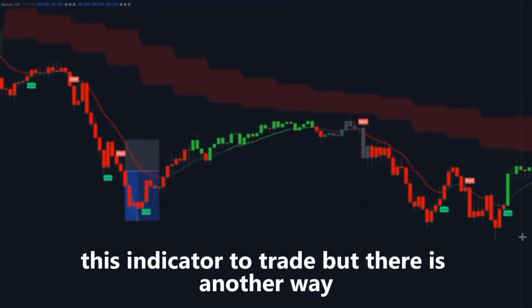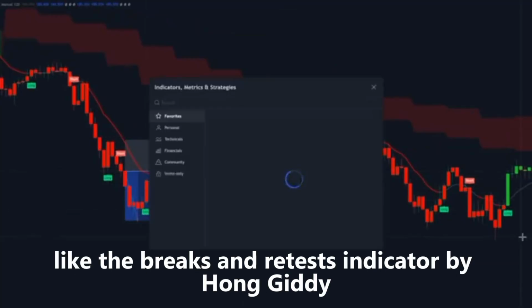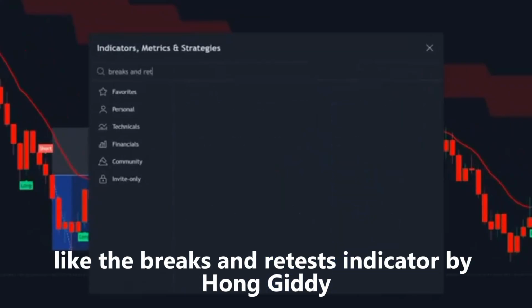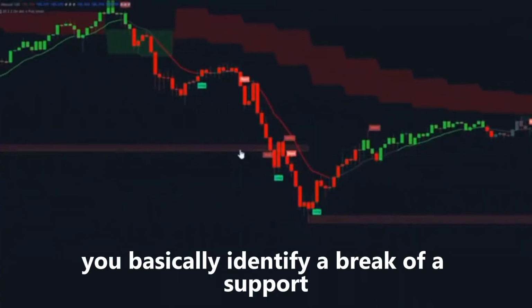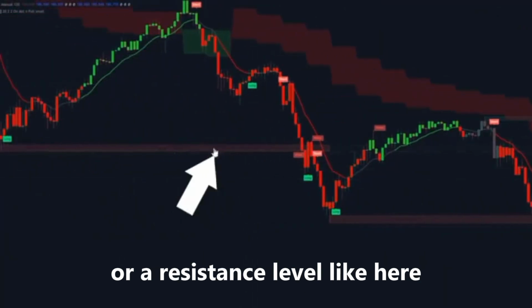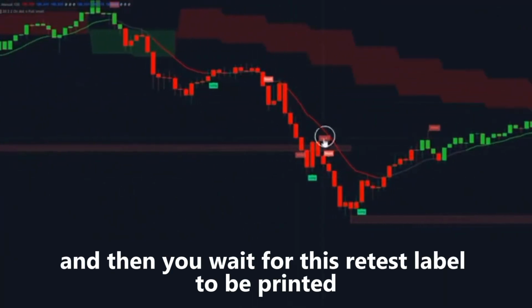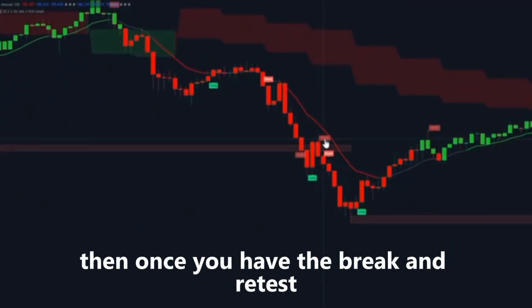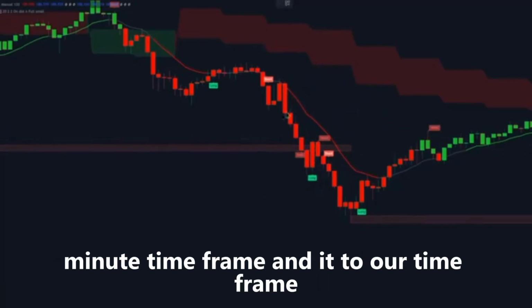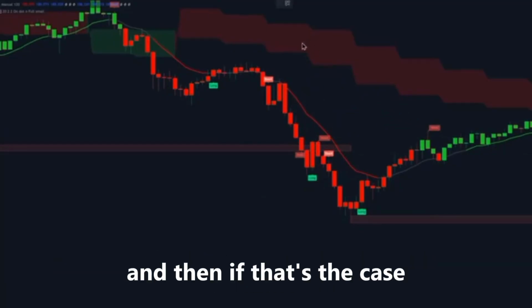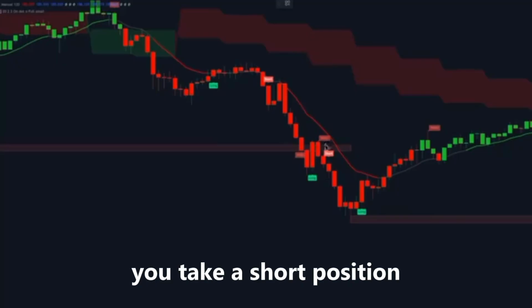But there is another way, where you add a different indicator, like the Breaks and Retests indicator by Getty. So with this, you basically identify a break of a support or a resistance level, like here, and then you wait for this retest label to be printed. Then once you have the break and retest, you ensure that the trend is bearish on both the 15-minute time frame and the 2-hour time frame. And then, if that's the case, you take a short position.